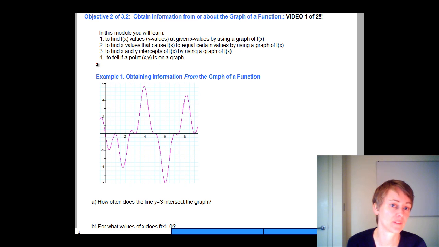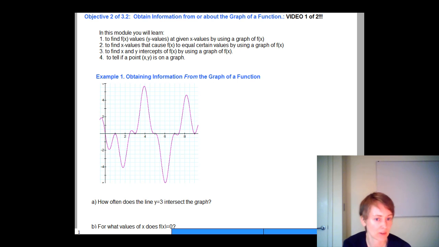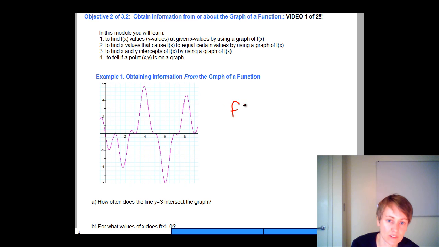By the way, the stuff up here is what you should get out of this lesson, and you can read it later. I'm going to do this here. Example 1, obtaining information from the graph of a function. Okay, so you're provided a graph and then there's some questions. Before we get started, I want to tell you this. You're going to see this in the problem. Whenever you see f of x, I want you to associate that with the variable y. Okay, so let's get started.